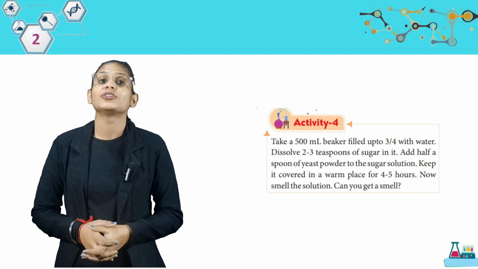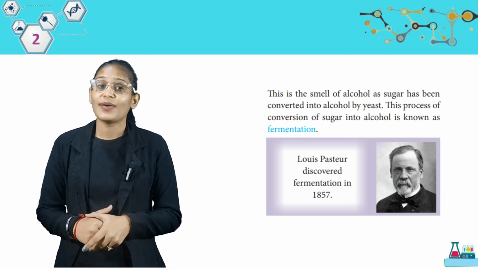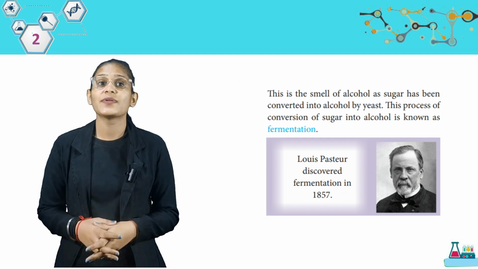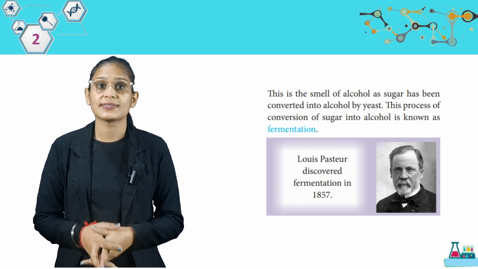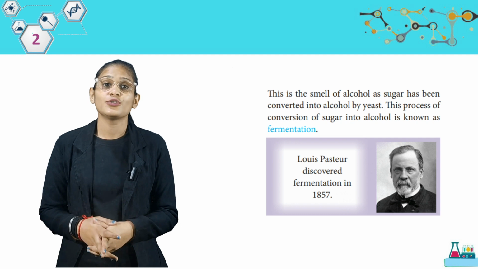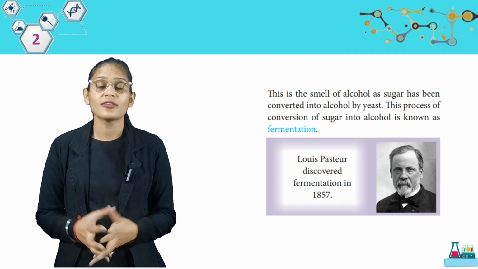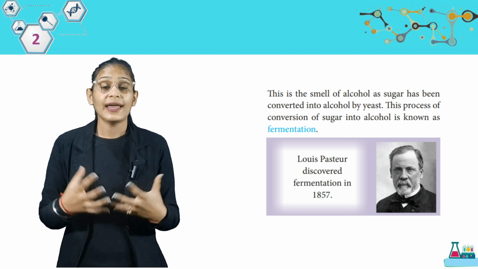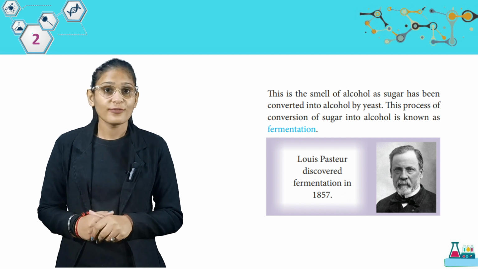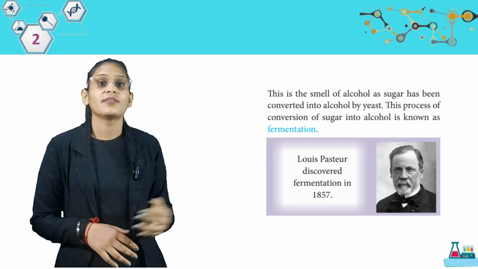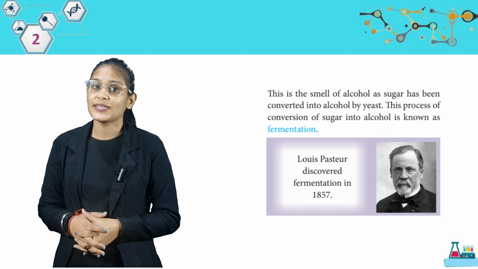Now smell the solution. Can you get a smell? This is the smell of alcohol, as sugar has been converted into alcohol by yeast. This process of conversion of sugar into alcohol is known as fermentation. So students, alcohol किस process से बनता है? That is fermentation. Louis Pasteur discovered fermentation in 1857.